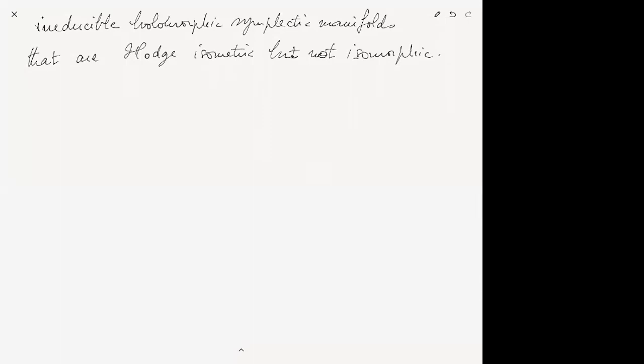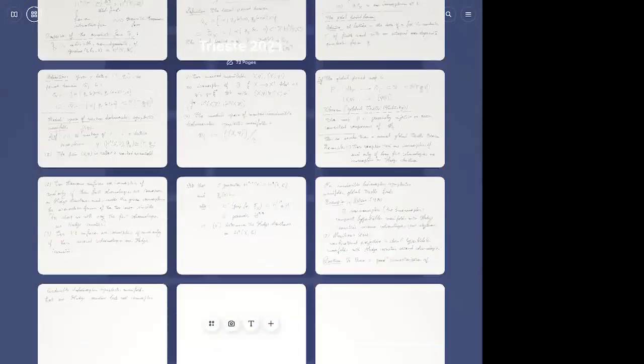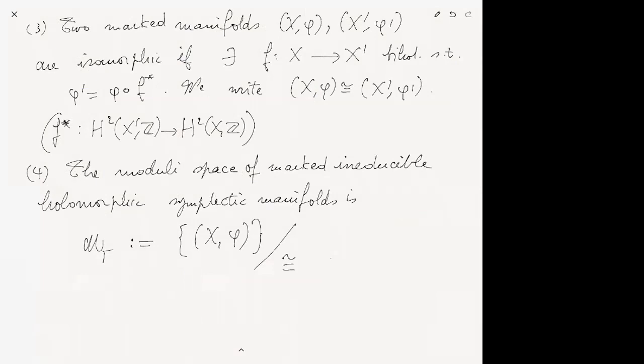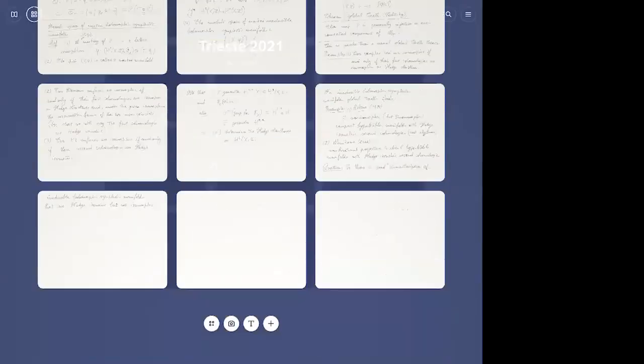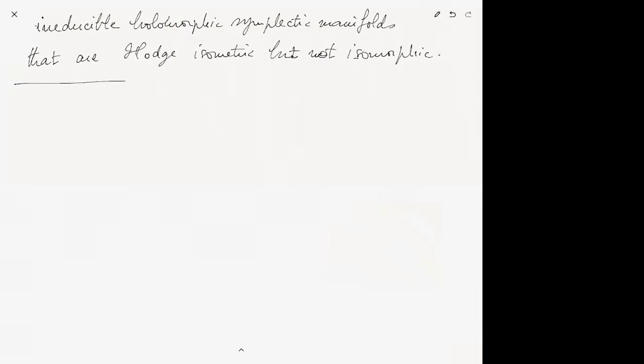Okay, so in the 10 minutes that are left, let me say something about this M gamma, the moduli space of marked irreducible holomorphic symplectic manifolds. Let me remind you what M gamma was. We defined it as the quotient of the set of all marked pairs of holomorphic symplectic manifolds with the marking, but modulo isomorphism. One of the things that are a little bit surprising is that, a few words about M gamma, and the Torelli theorem and the period map.